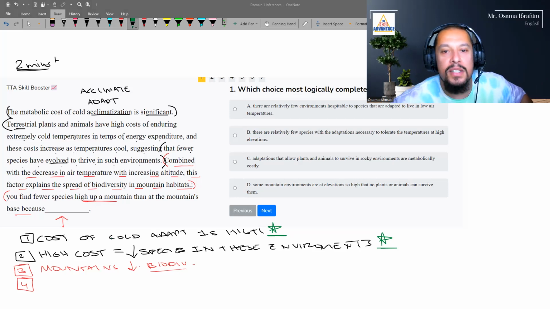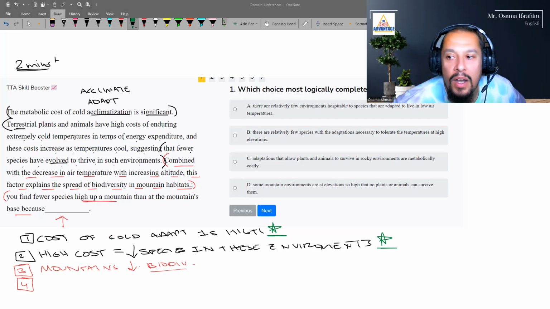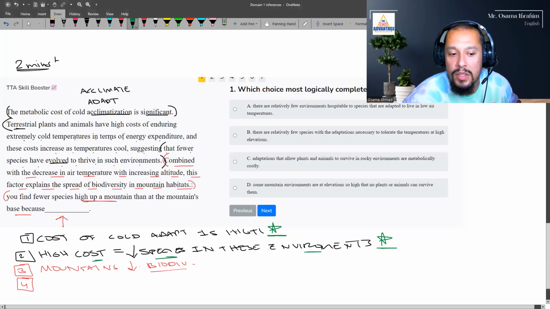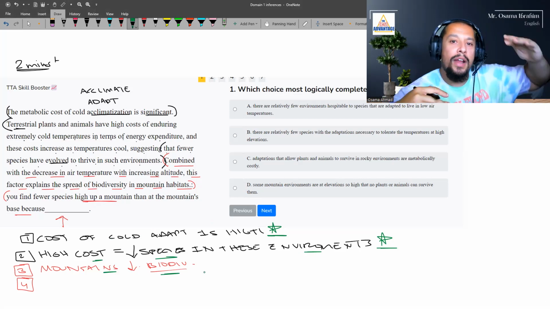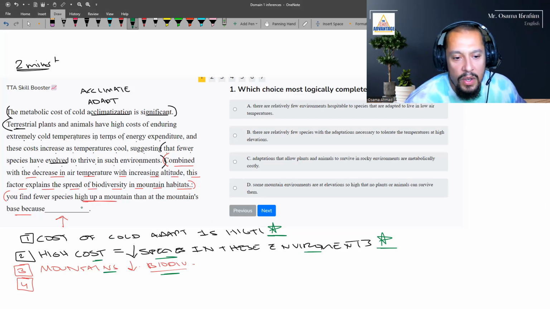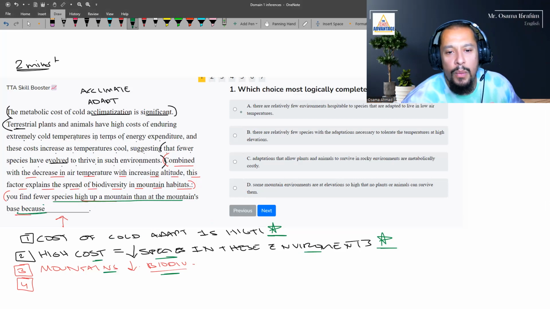The text is telling us that the metabolic cost of cold adaptation is very high. The high cost decreases the number of species in these environments. Mountains have less biodiversity, so the higher you go, the fewer species you'll find. So you find fewer species high up the mountain because of what? I want you now to check the answer choices.